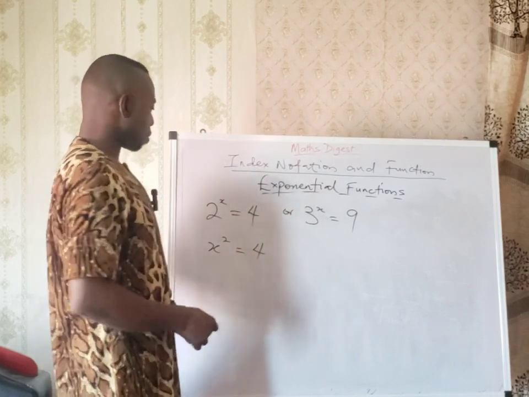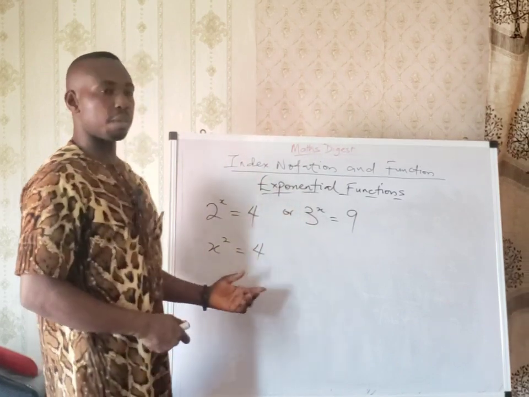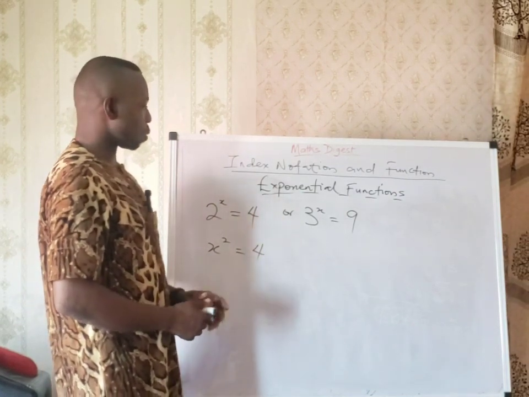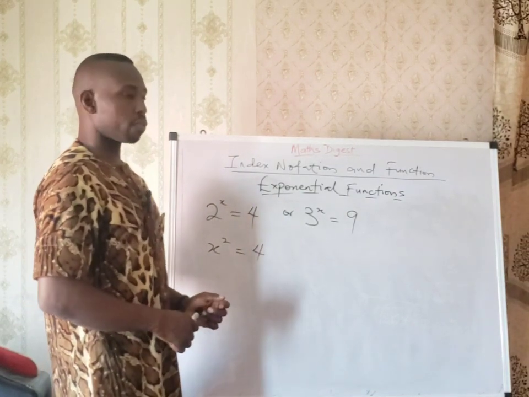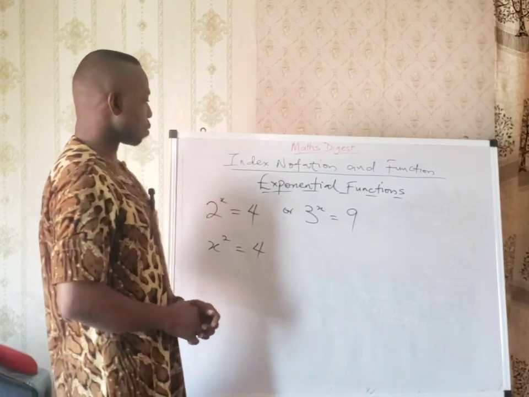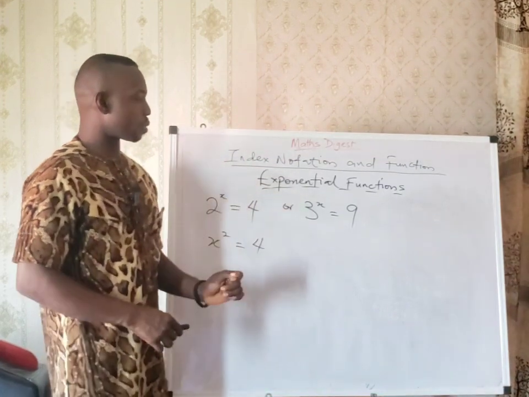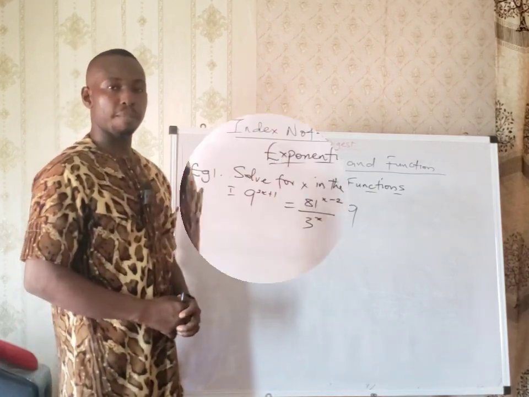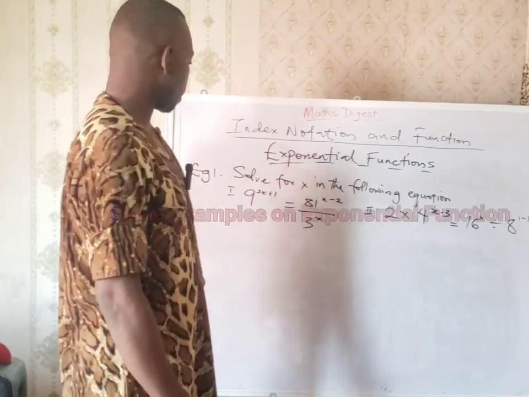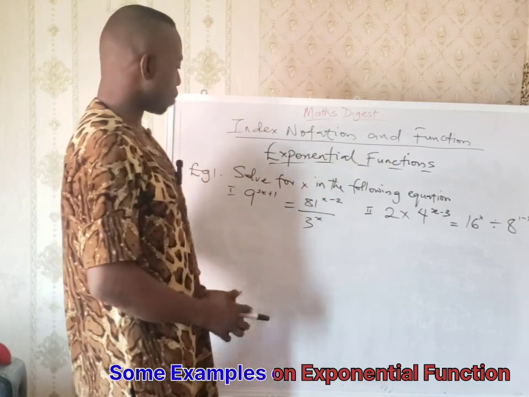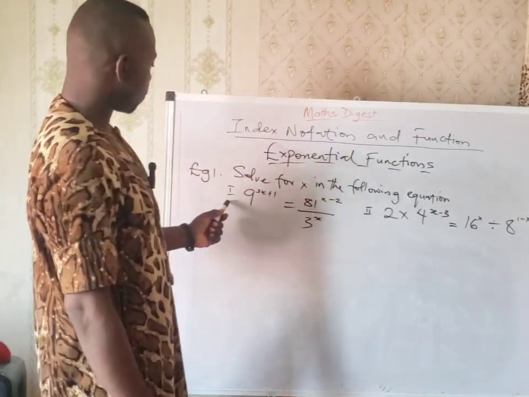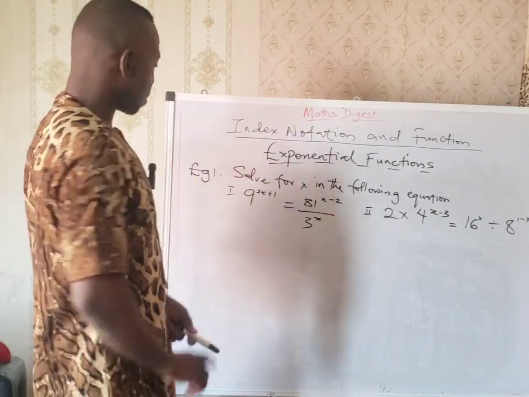Okay, now the only way to solve this kind of exponential function is to reduce the base to an equal proportion. Having the same number at the base will help to get this kind of function solved. So stay tuned while we bring a lot of examples to illustrate that for better understanding. Okay, solve for x in the following equations. That's example 1. Now we have this and we have that.